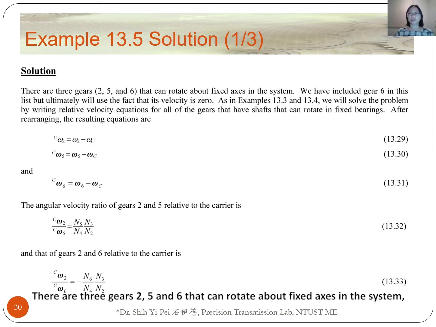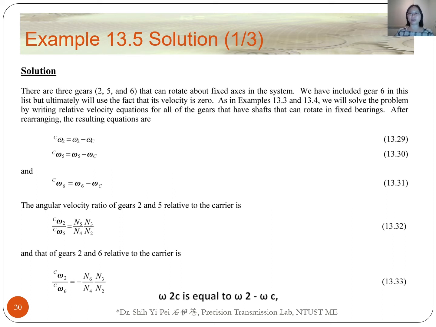There are three gears, 2, 5, and 6. They can rotate about fixed axes in the system, and we can write relative velocity equations for all the gears that can rotate about fixed axes. They are omega 2c is equal to omega 2 minus omega c. Omega 5c is equal to omega 5 minus omega c. And omega 6c is equal to omega 6 minus omega c.